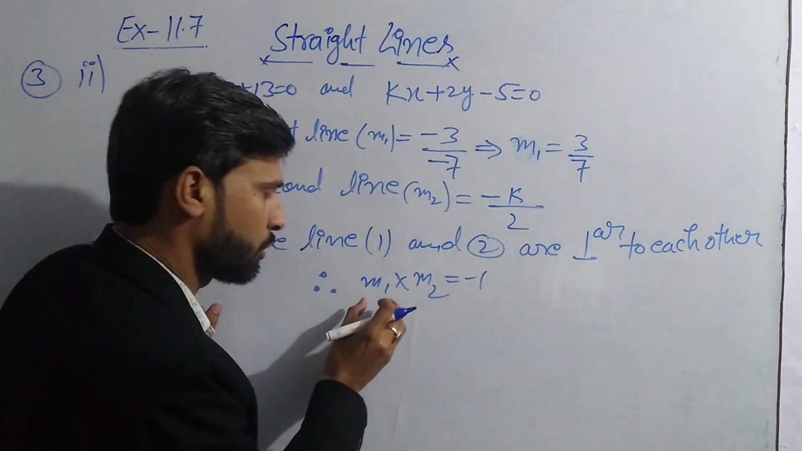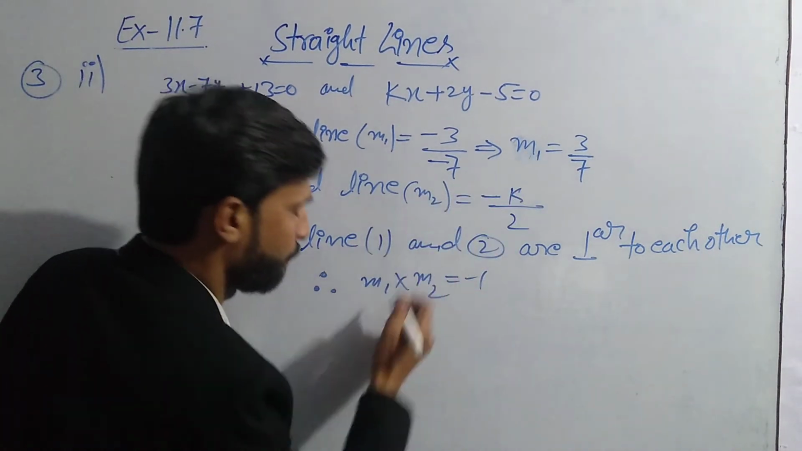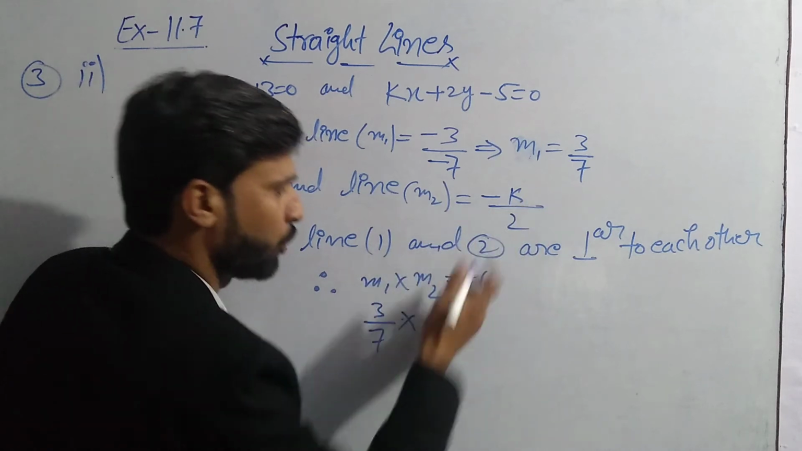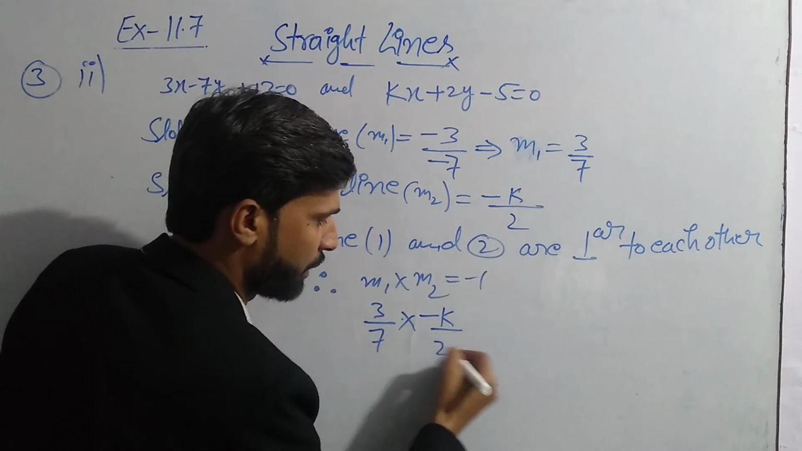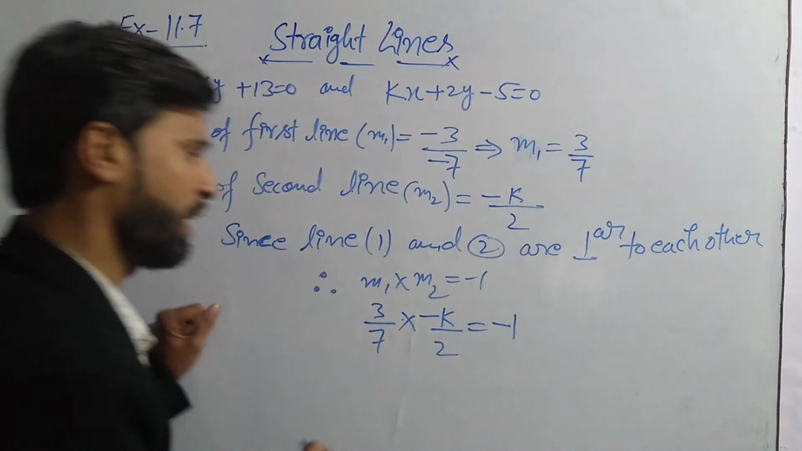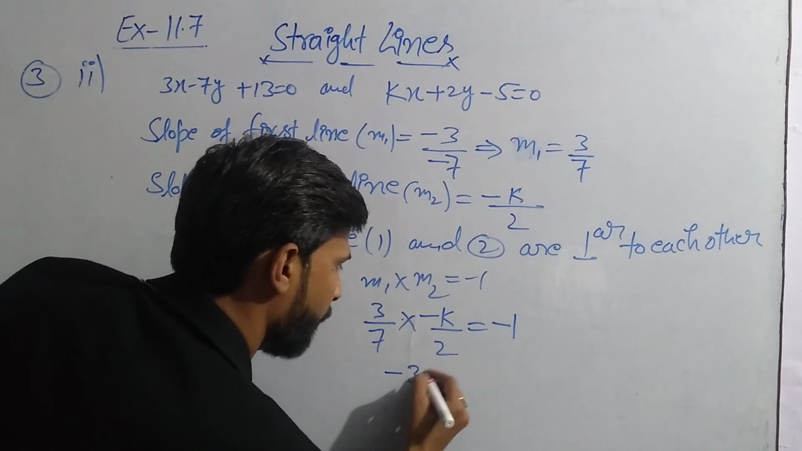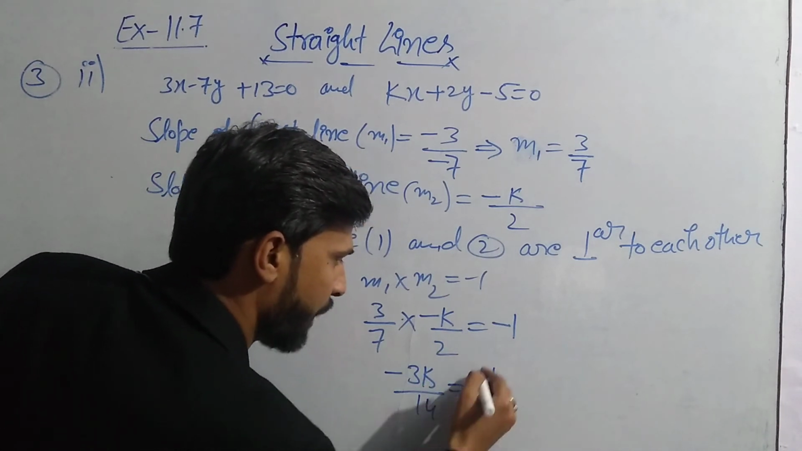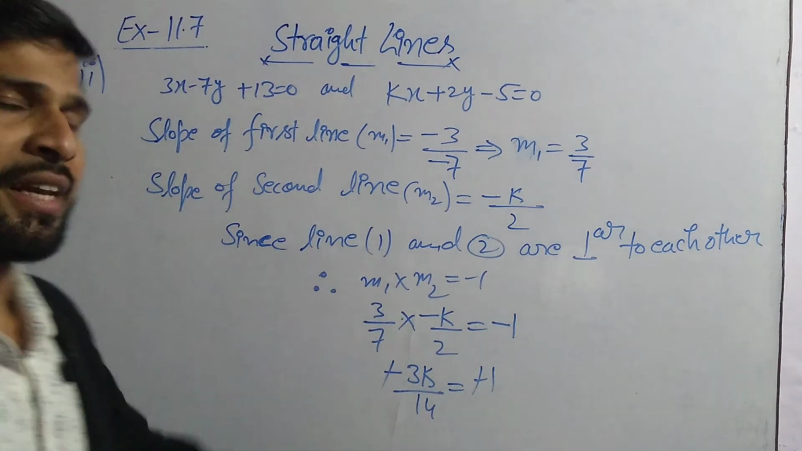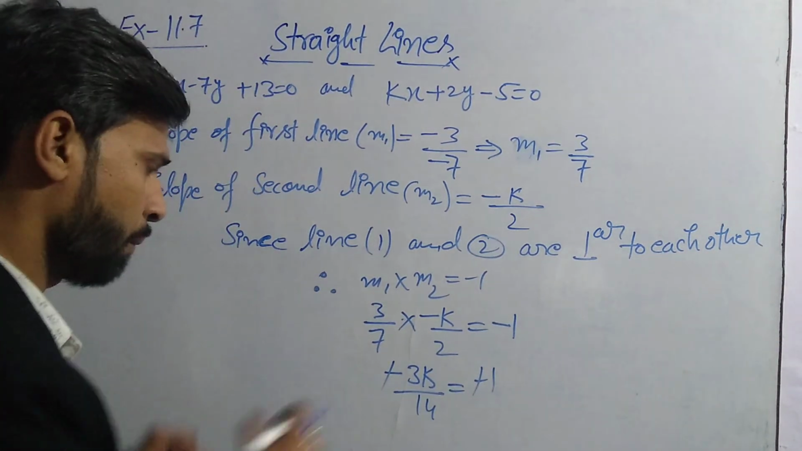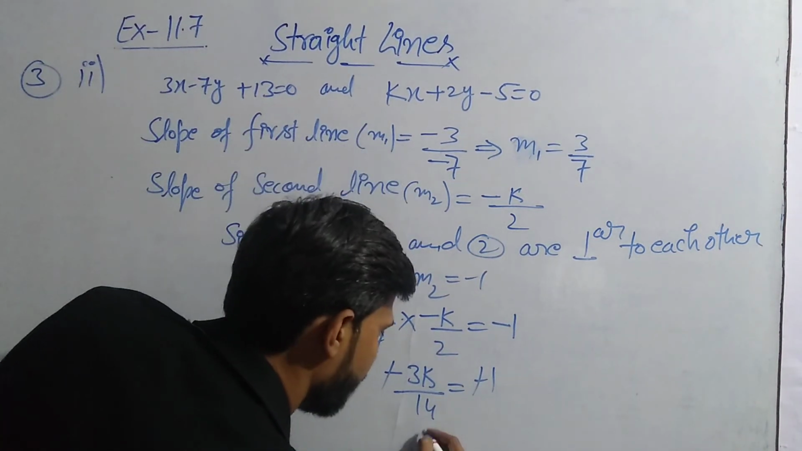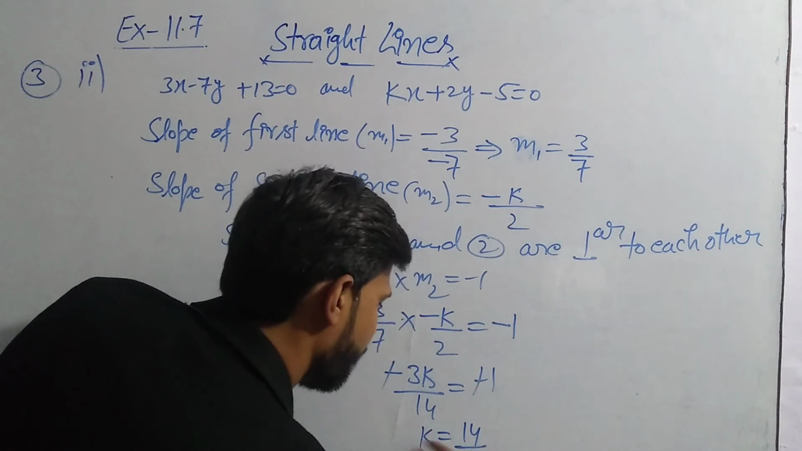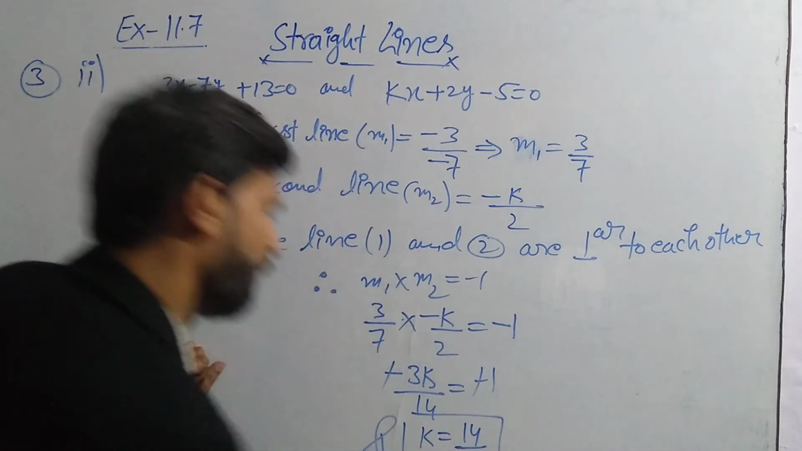Now substituting the value of m1 is 3 by 7 into m2, minus k by 2 is equals to minus 1. It means minus 3k upon 14 is equals to minus 1. Minus sign is cancelled out by the cancellation rule. Then k is equals to 14 by 3. This is the required answer.